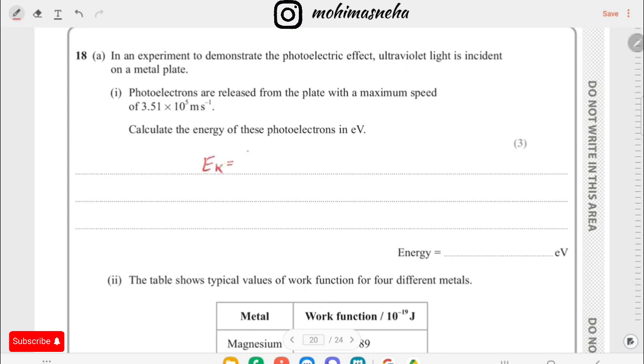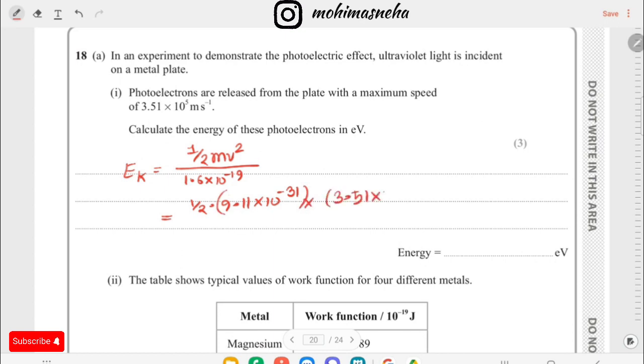So EK equals half mv squared, divided by 1.6 times 10 to the power minus 19. So half, mass of the electron 9.11 times 10 to the power minus 31, multiplied with the velocity they have already provided, 3.51 times 10 to the power 5, squared, divided by 1.6 times 10 to the power minus 19. If you calculate this, it gives you 0.35 eV.